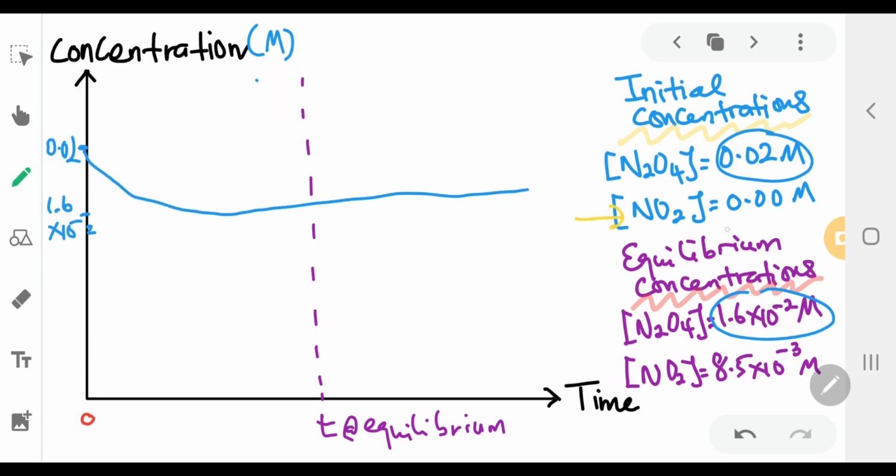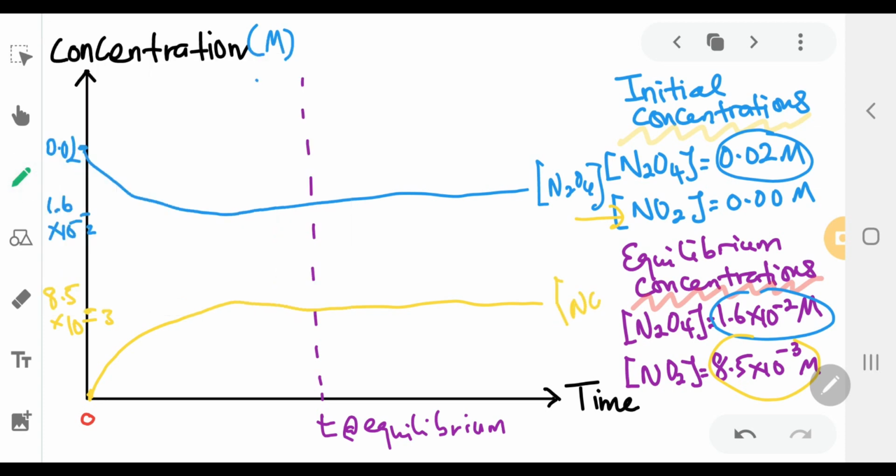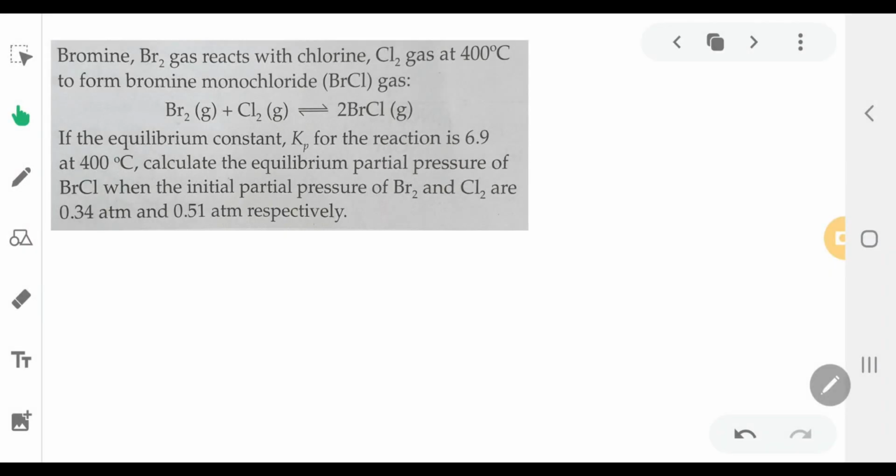For NO2, you start from zero there, and it will go up to that. So they're going to go like this, and they're going to start to go flat around that area. So that should be about 8.5 times 10 negative 3. Okay, so the sketching is roughly going to look like this. When you reach the equilibrium line here, you're going to see the concentration will be constant for N2O4. I forgot, we have to label this as N2O4, and the yellow one would be NO2.